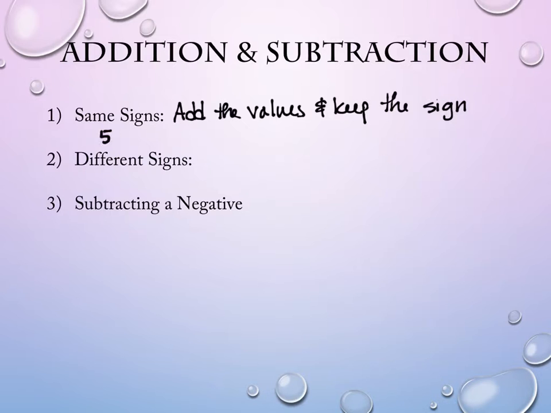Okay. And like 5 plus 7 we'll use. So they're both positive. We add the values. It's 12. The sign's positive because 5 and 7's sign is positive.